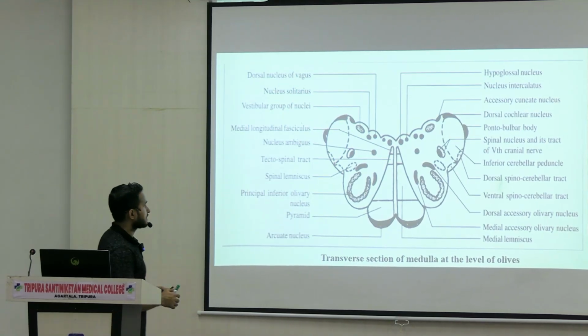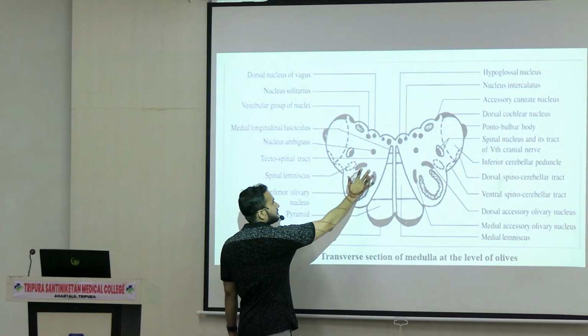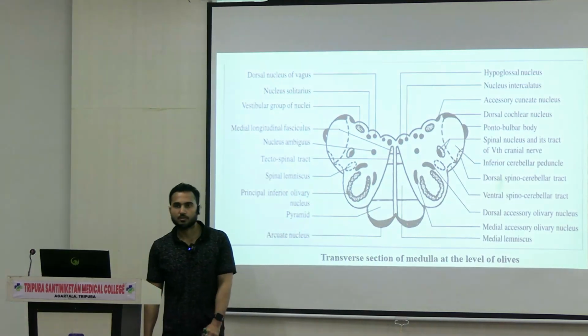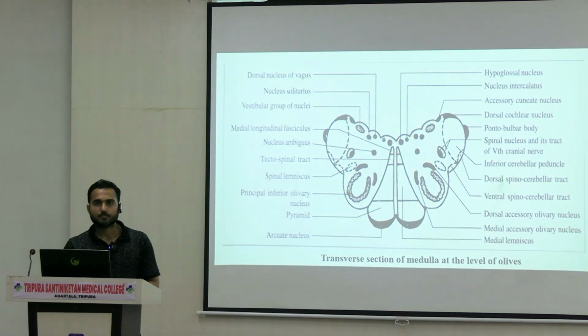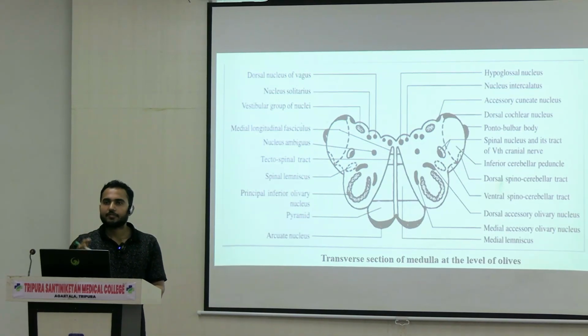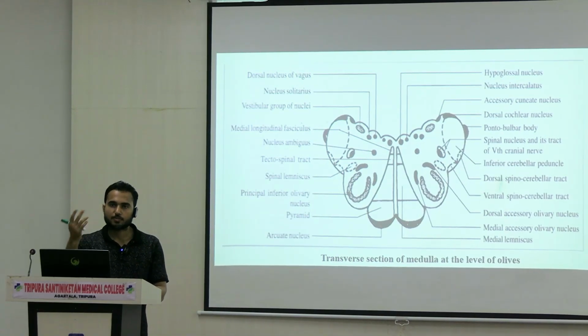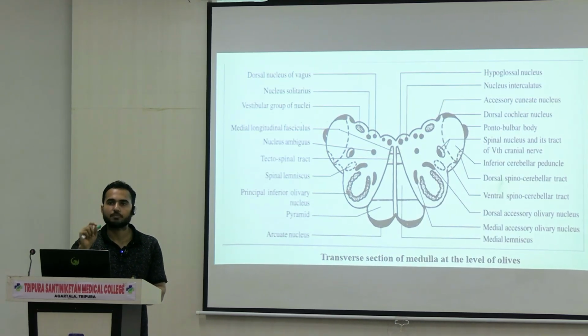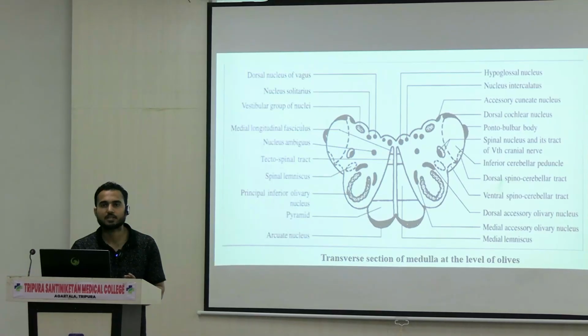Okay, so here you can see the entire olivary nuclear complex. Yes, the entire olivary nuclear complex can be seen very easily. Okay, so we have identified which side is anterior and which side is posterior. Now, what is our job?